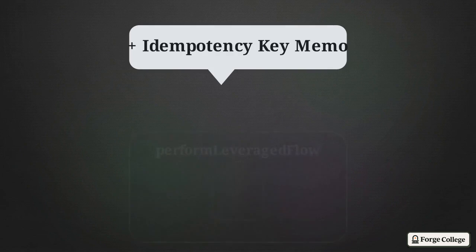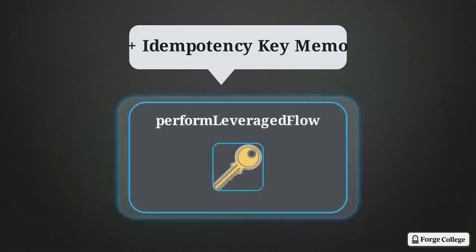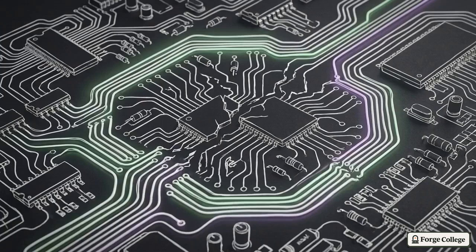The ideal prompt looks like this. Refactor to add an optional idempotency key parameter and ensure it is added as a memo instruction. This tells the AI to attach that unique identifier directly to your performLeveragedFlow block. By identifying exact vulnerabilities, like aggressive retries and double spends, and demanding specific architectural patterns to fix them, you force the AI to produce resilient, production-ready code.